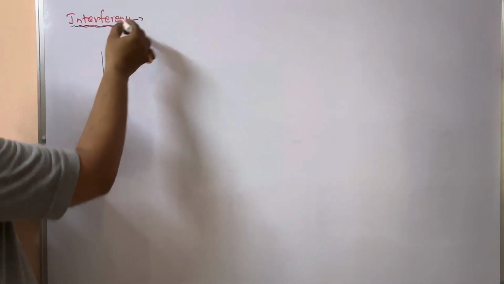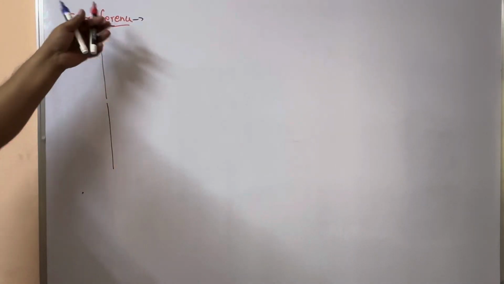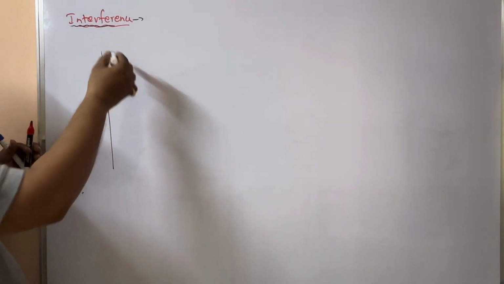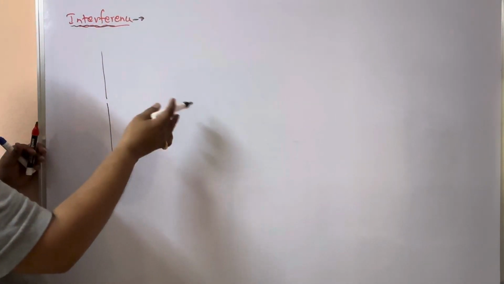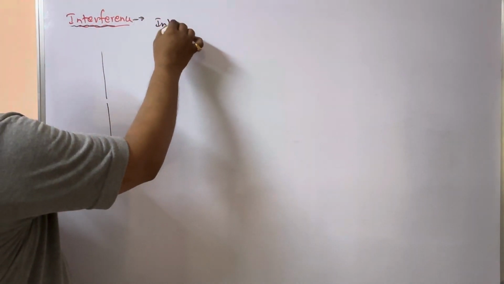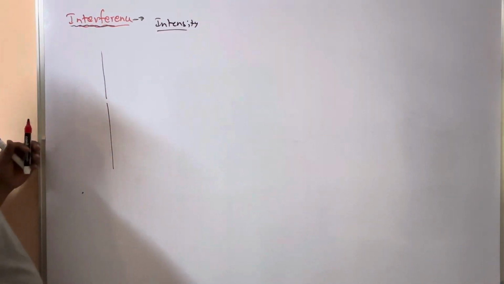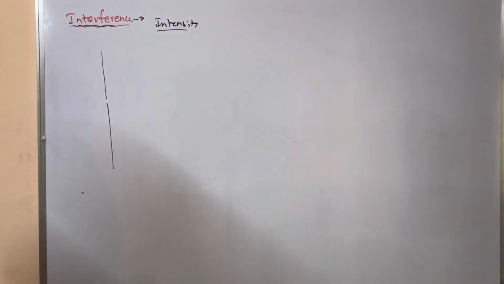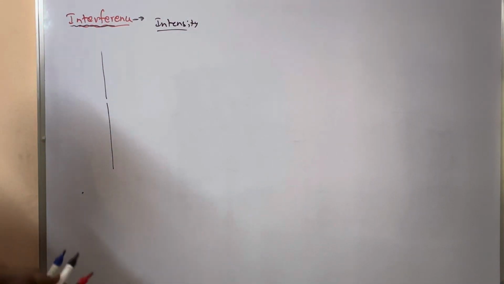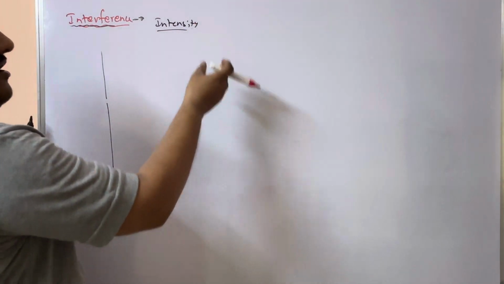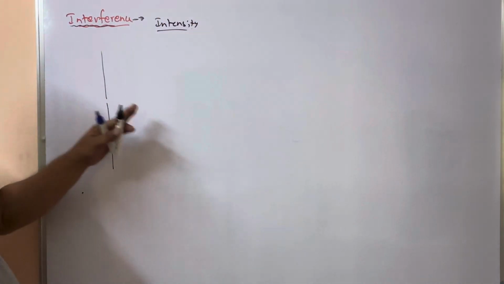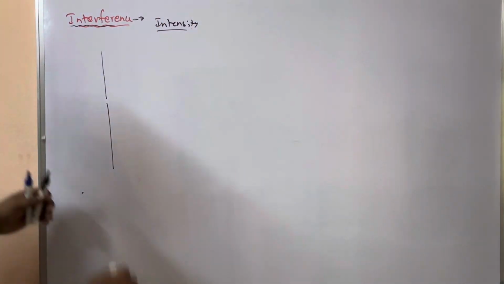What is the main definition of interference? It means the variation of intensity of light. Already we discussed what intensity is, how it is defined, and how the equation comes. Interference is the variation of intensity or redistribution of light energy when two waves are superposed on each other.